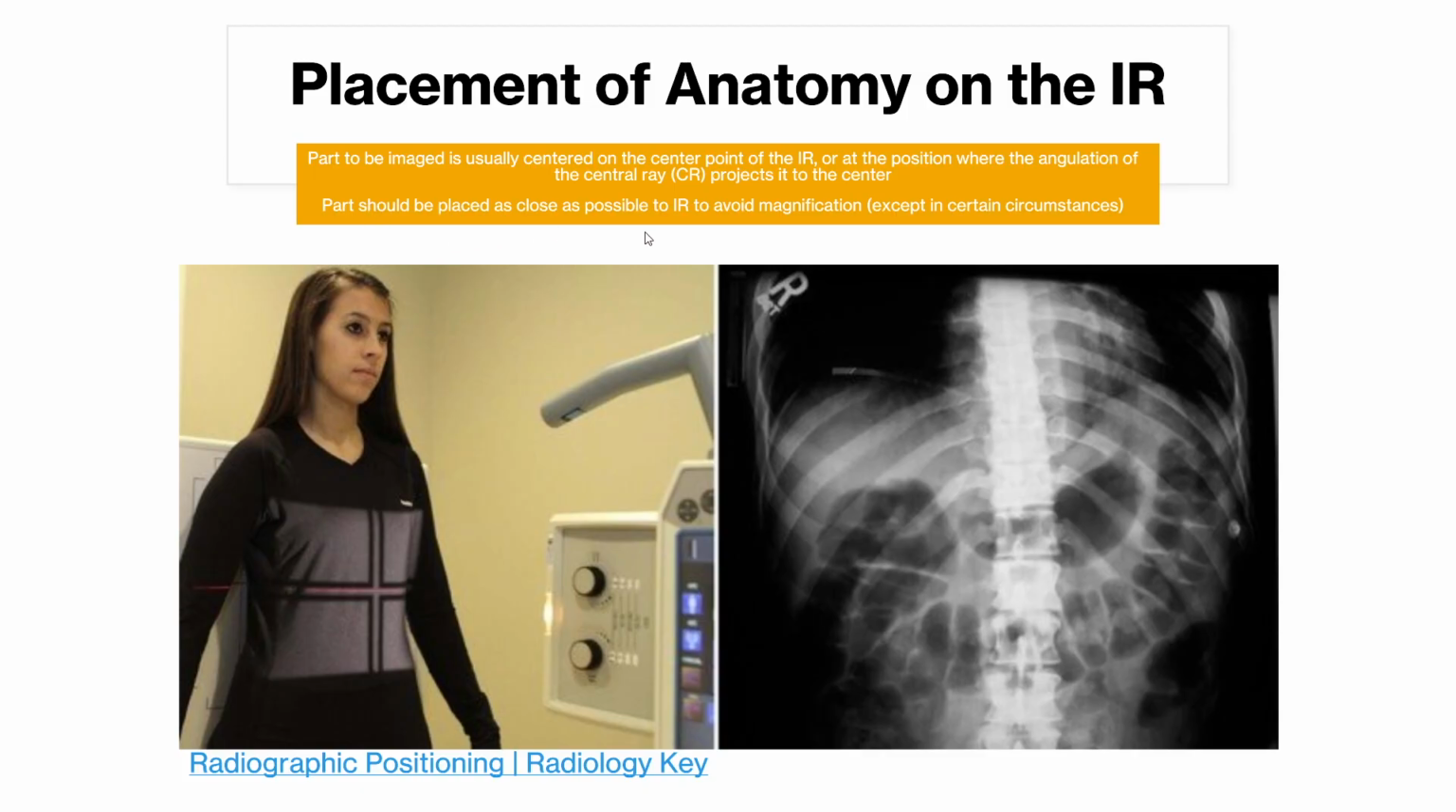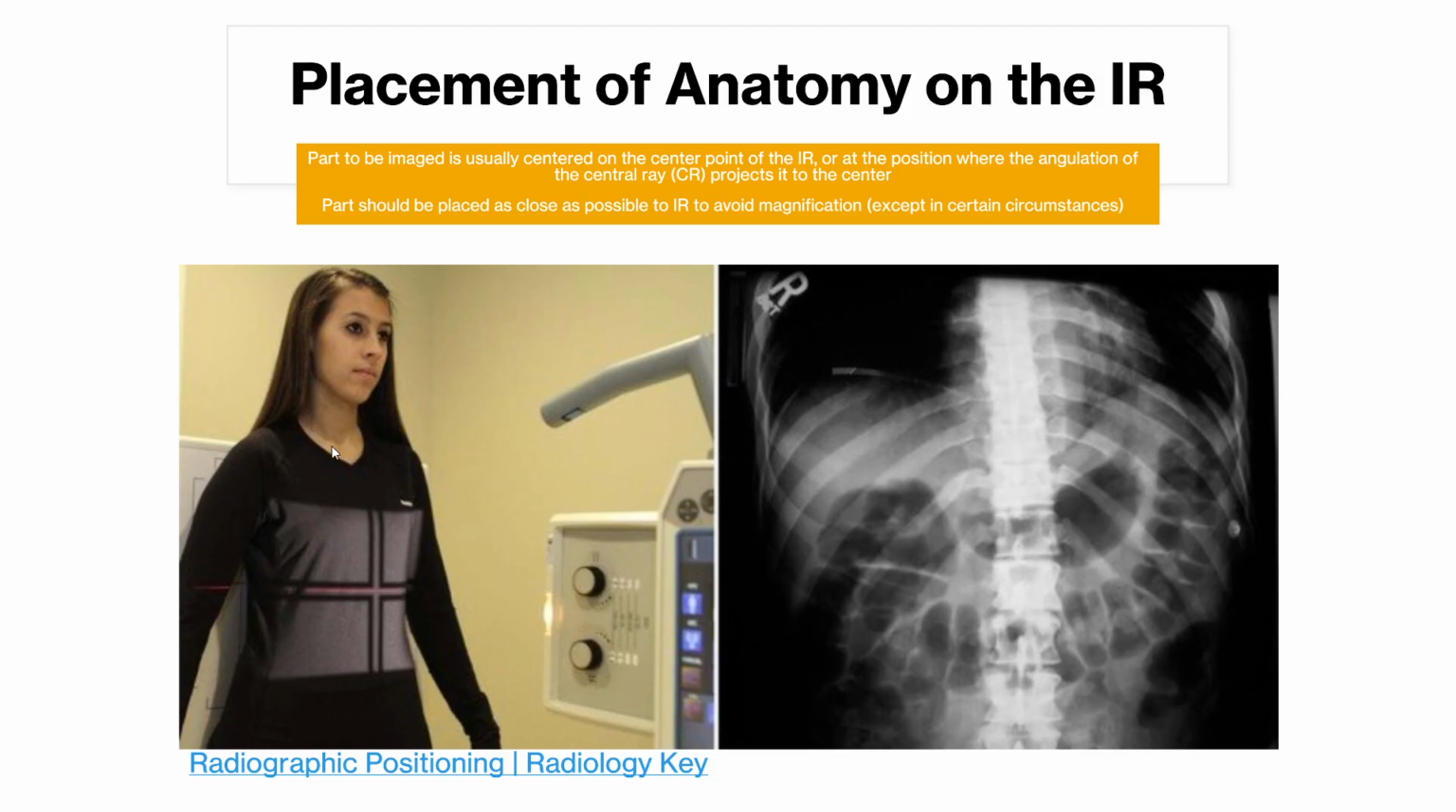What we should also note is that whatever part we're trying to image should be placed as close as possible to the imaging receptor to avoid magnification. There are certain circumstances in which we want magnification, but most of the time it's bad. This is another thing that you'll talk a lot about in your physics classes. But basically, the further the body part is from the imaging receptor, the more magnification we're going to have. So if this patient stepped closer to the X-ray unit, further away from the imaging receptor, the more magnified she would be. The same principle works.